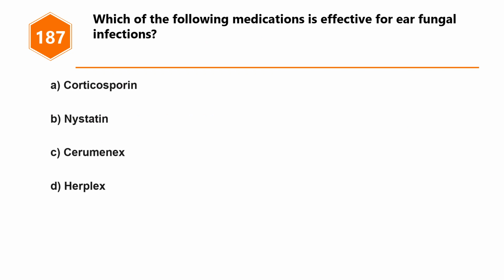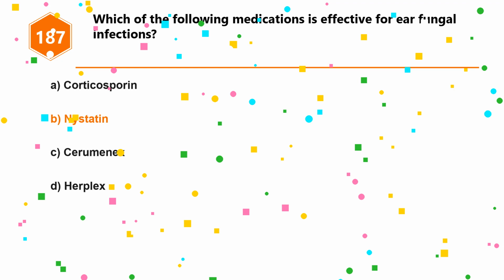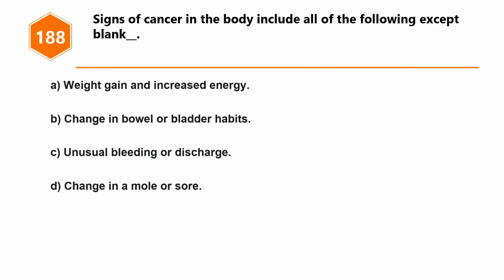Question 187. Which of the following medications is effective for ear fungal infections? Option A, corticosporin. Option B, nystatin. Option C, Cerumenex. Option D, Herplex. The correct answer is option B. Nystatin. Question 188. Signs of cancer in the body include all of the following except blank blank.